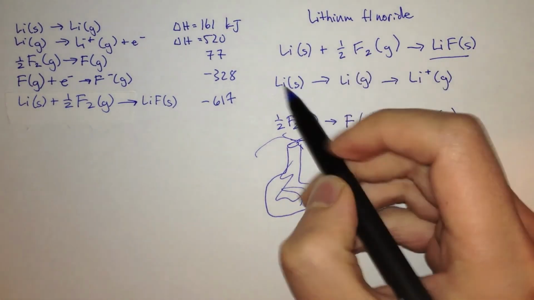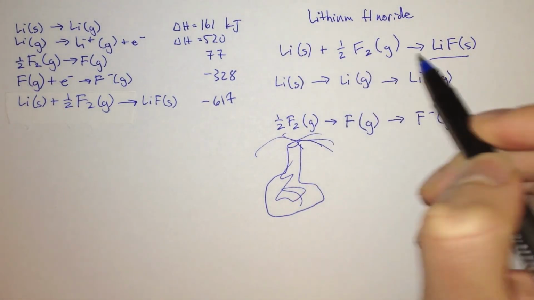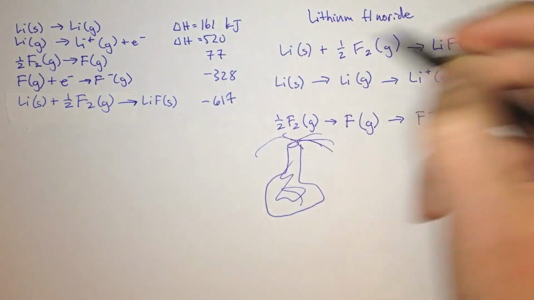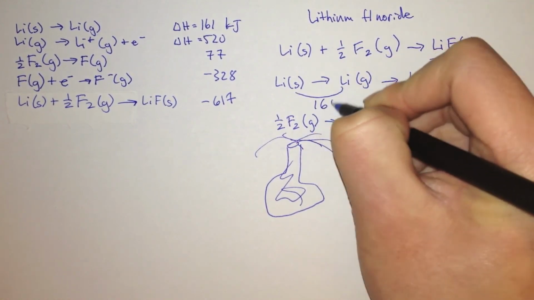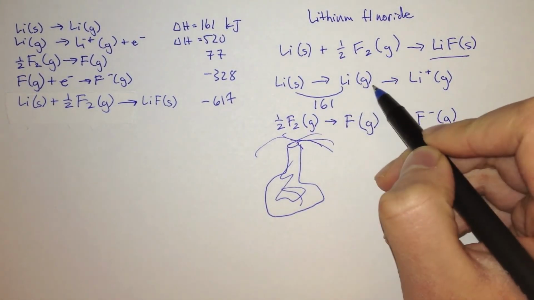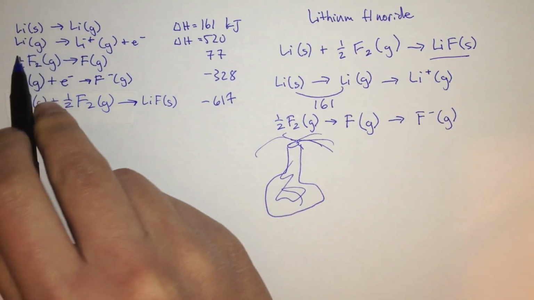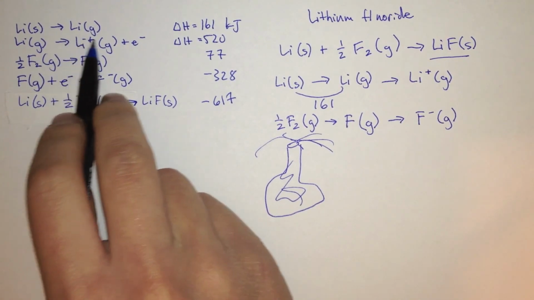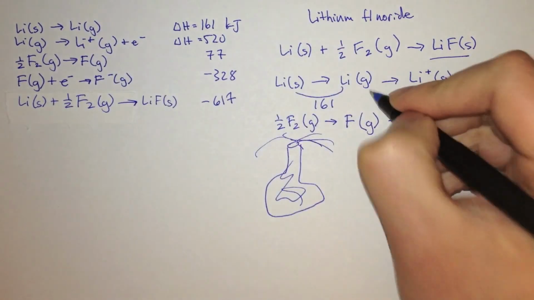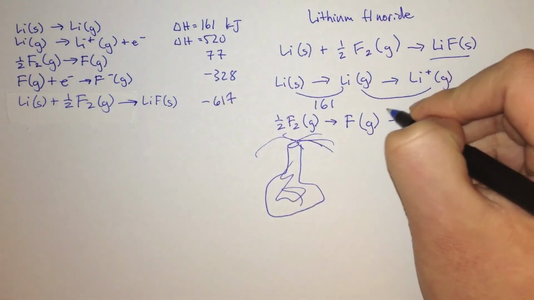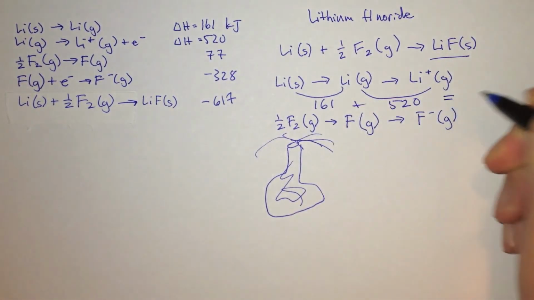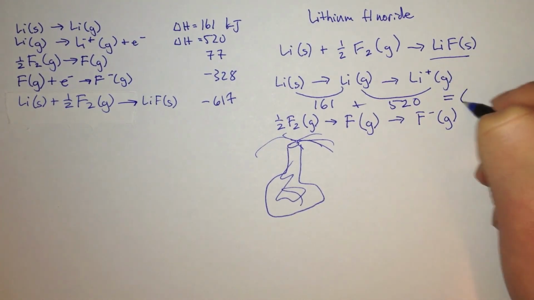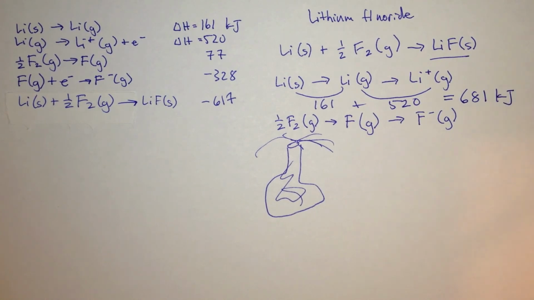So first, lithium has to go from a solid to a gas, and to do that we have to give it some energy, 161 kilojoules. And then lithium gas, we take away one of its electrons. So here we had the lithium gas, and then we end up with a lithium missing an electron and an extra electron. So that is 520 kilojoules. And we add this up, and the heat of formation of gaseous lithium ion is 681 kilojoules.